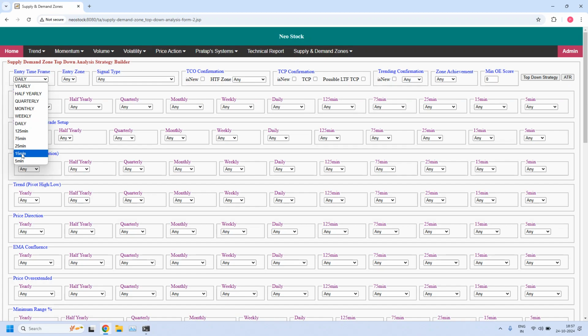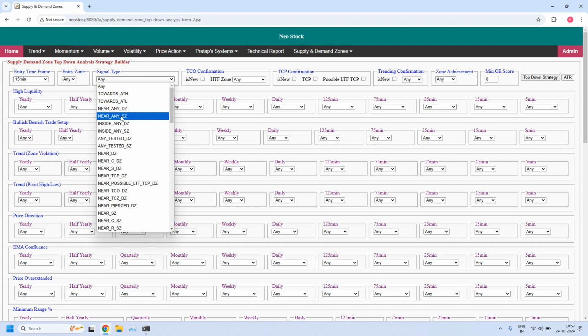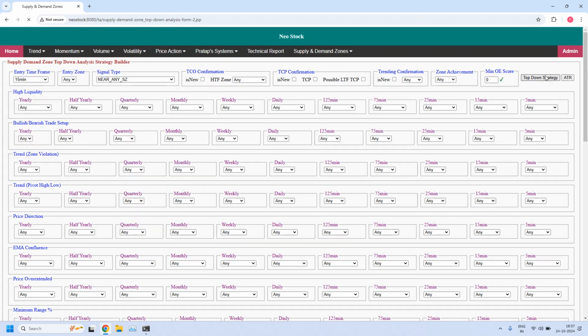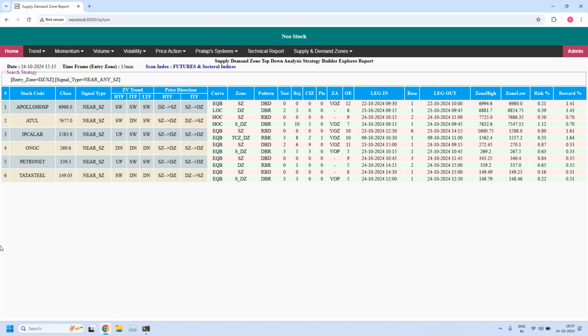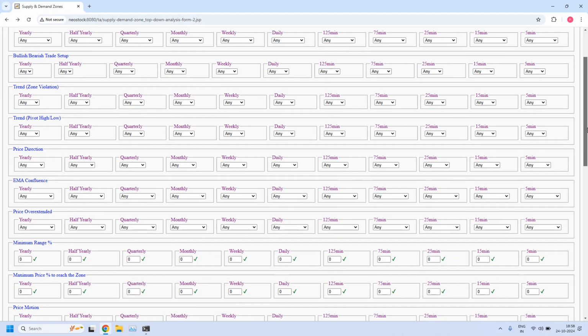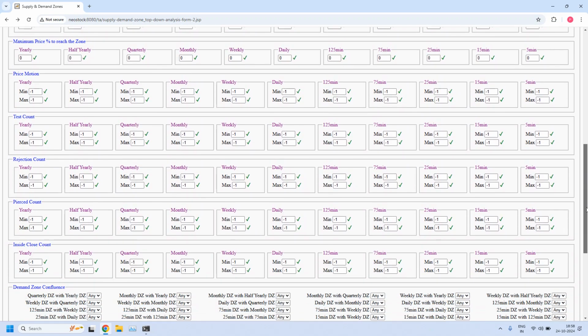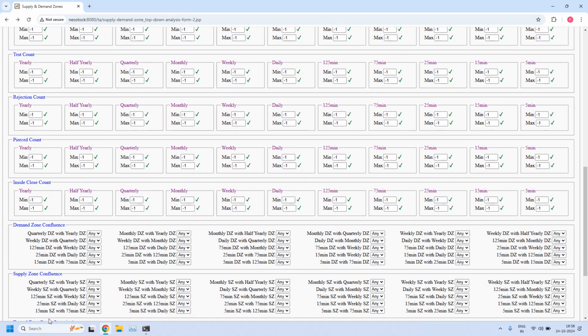Next, for 15 minutes time frame, let's find the stocks near 15 minutes supply zone. 6 stocks are filtered. Let's verify whether any of these 6 stocks have ITF supply zone confluence, that is, a 15 minute supply zone confluence with 75 minute supply zone confluence. I'm enabling the filter.